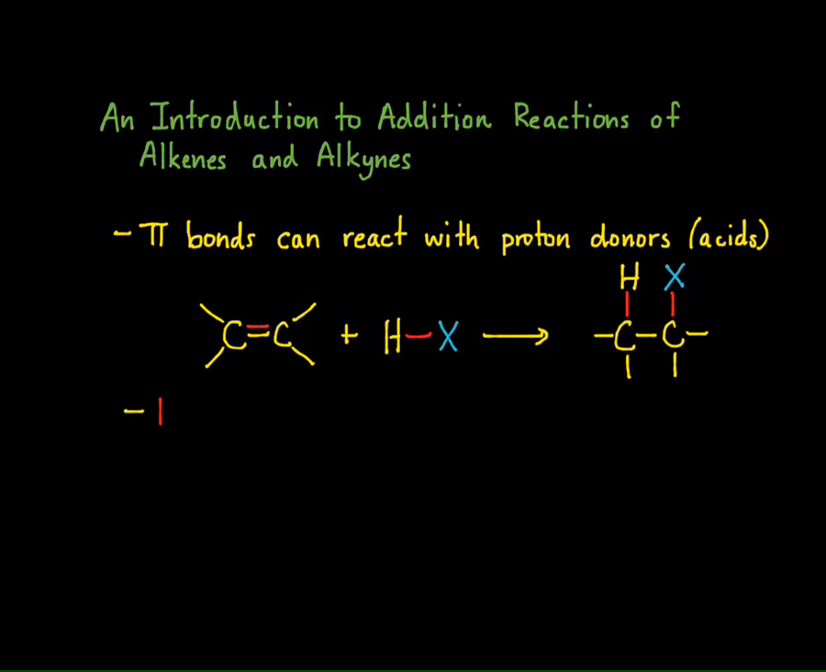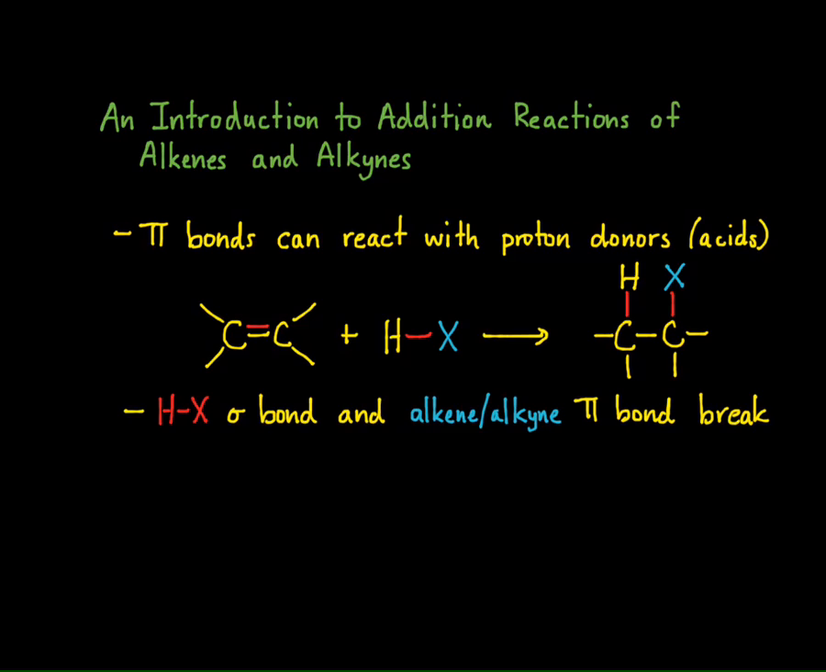So what happened in that reaction? Well, notice an HX sigma bond is broken, and an alkene or alkyne pi bond is broken in the process. So we're breaking one HX sigma bond and we're breaking a pi bond. But we're forming two new sigma bonds, a carbon-hydrogen sigma bond and a carbon-halogen sigma bond.